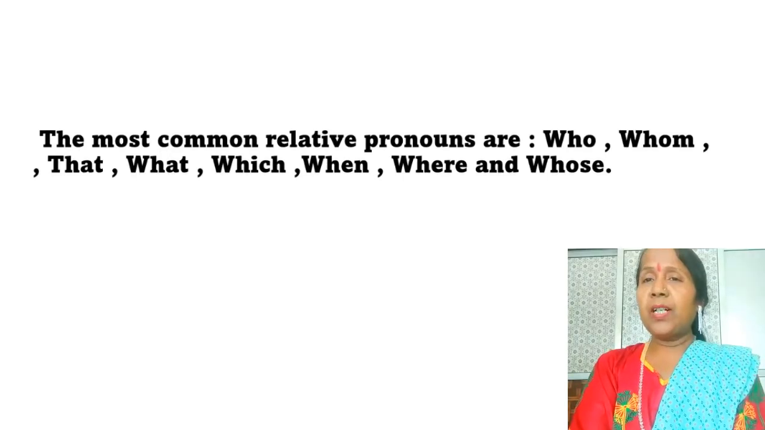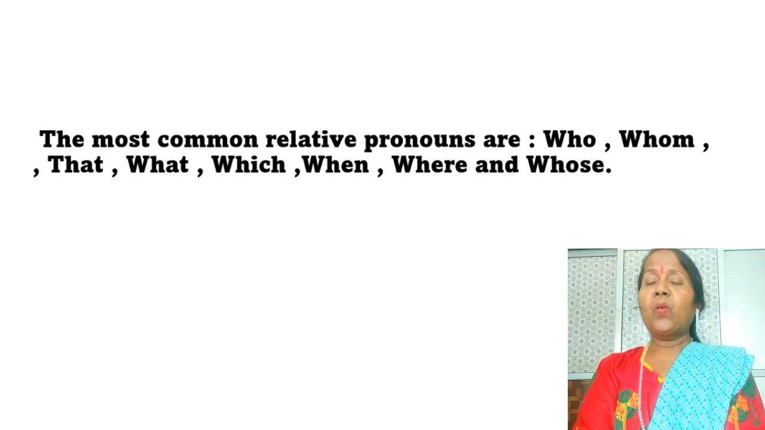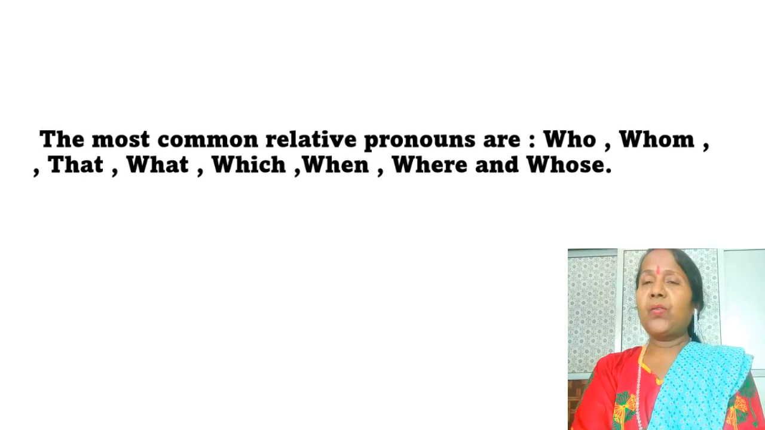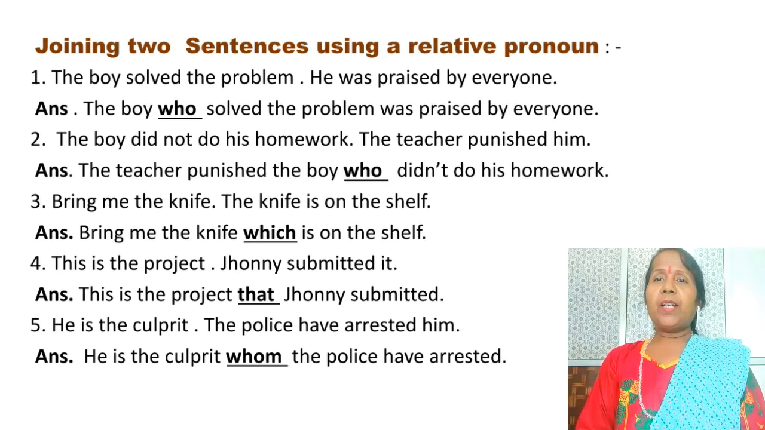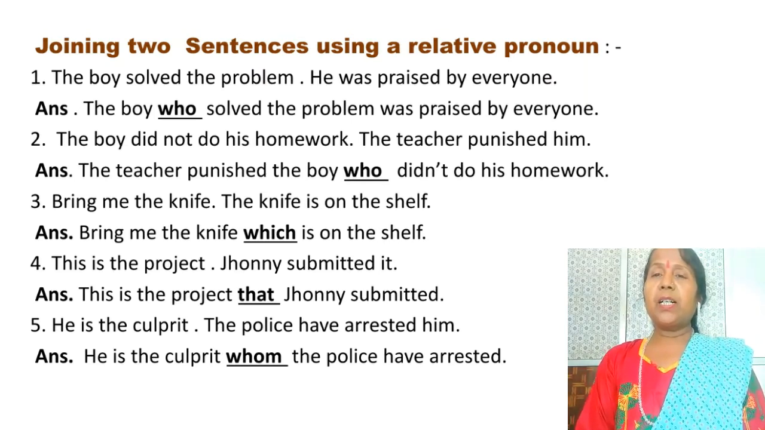When we join two sentences into one, we use a relative pronoun. It can stand alone as a subject or as the object in a sentence. The most common relative pronouns are who, whom, that, what, which, when, where, and whose. Now take a look at some examples by joining two sentences using relative pronouns.